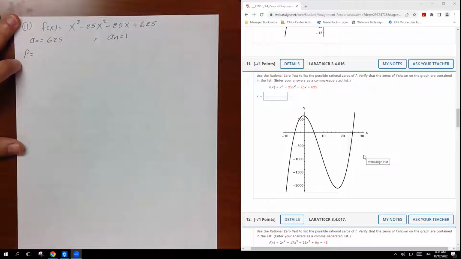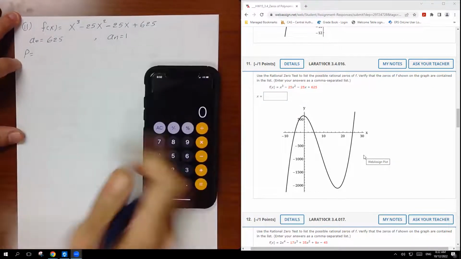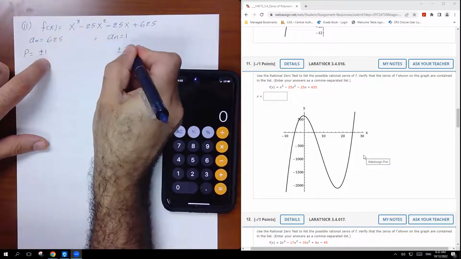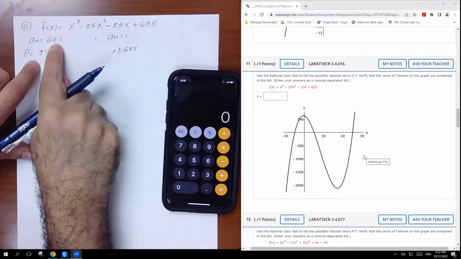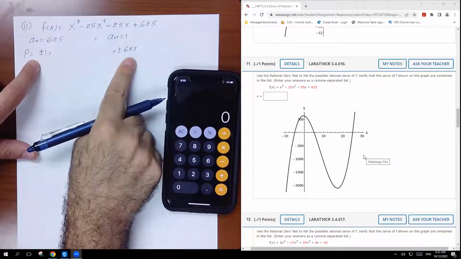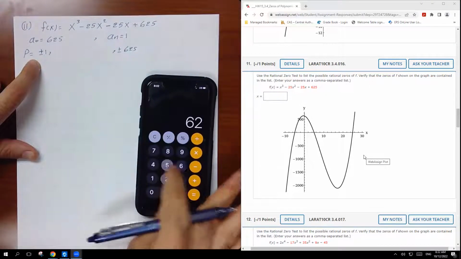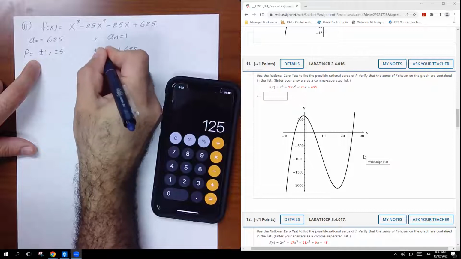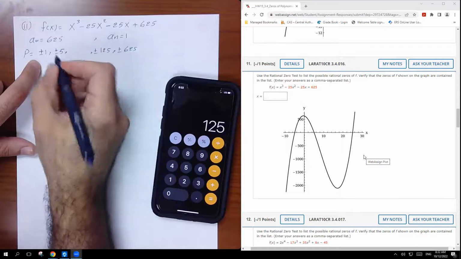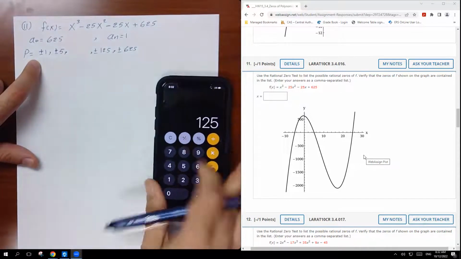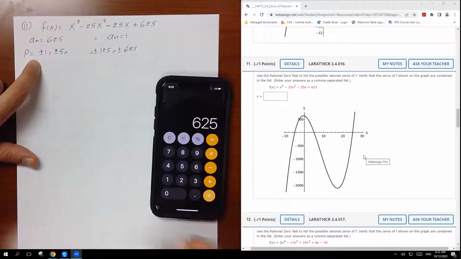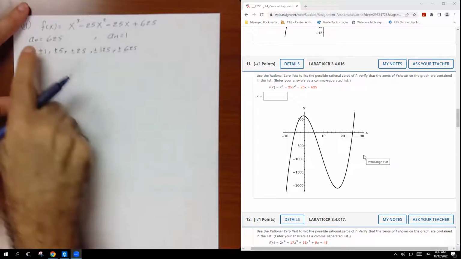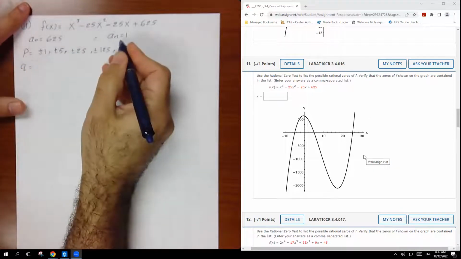It's okay, you can find it using the calculator. So the first thing, always plus or minus 1, because plus or minus 1 times 625. So I'm going to write down 625 here, because 1 times 625 is 625. So 1 and 625 are factors. Next, 625 divided by 5 is 125. So I'm going to put plus or minus 5, and here, plus or minus 125, because 5 times 125 is 625. One more thing, 25 times 25 is 625. So we're going to put plus or minus 25. So these are all the factors for A naught. Q is the factors for AN, which is only plus or minus 1.